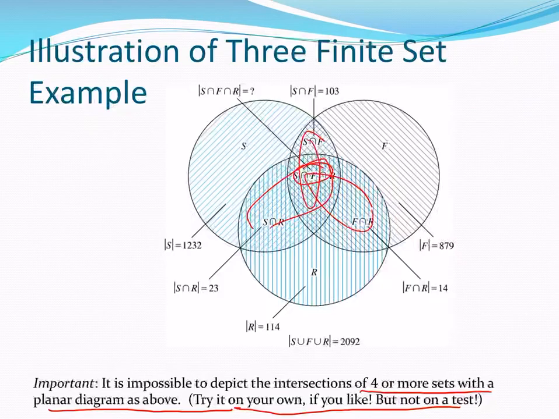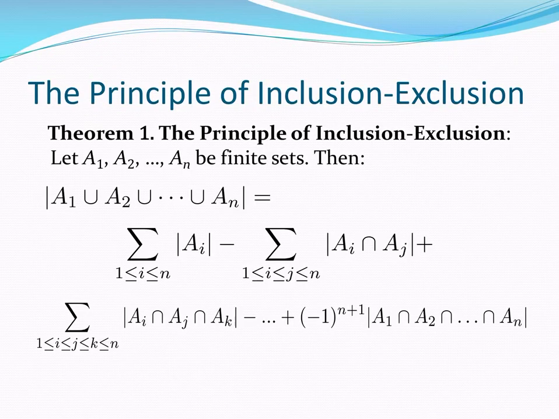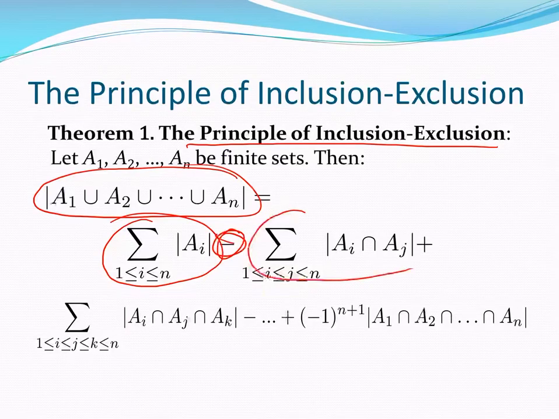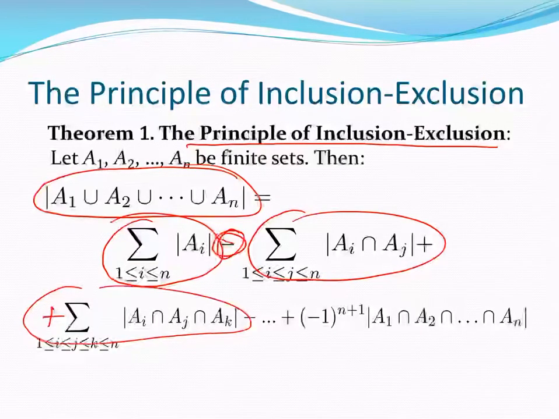What can we do to handle 4 or more sets that we want to try to find the cardinality of the union? Well, we have a formula for that. It's called the principle of inclusion-exclusion. Let's say I want to find the cardinality of the union of n sets. Well, we will start by adding up the cardinalities of all those sets. And then notice that negative sign there, we'll subtract off all the cardinalities of the 2-way interactions. And there's a plus here. We're going to add the cardinalities of the 3-way interactions.